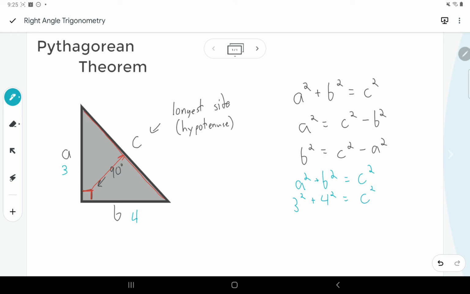Okay. 3 squared, 3 times 3 is 9, plus 4 squared, 4 times 4 is 16, equals C squared, which means it's 25 equals C squared if we add those together. And finally, since we don't want C squared, we just want C, we have to take the square root of both sides. Okay? When we take the square root of both sides, we find that 5 is equal to C, or C equals 5. Okay? So 3, 4, 5.